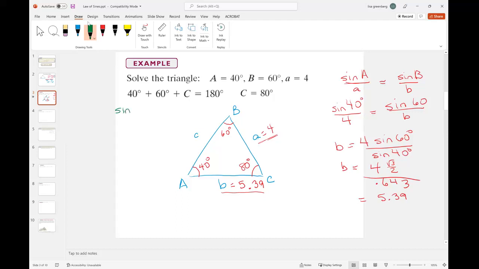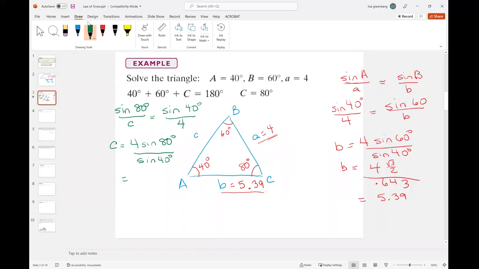And then again, the same thing, I just really have to do again. So I can say the sine, because I have A, B, I just need C. So the sine of C, and C is 80 degrees, over C is equal, and I'll just go back to A because it's nice and easy. So sine of A, which is 40 degrees over A, which is 4. So C is going to equal 4 times the sine of 80 degrees over the sine of 40 degrees.